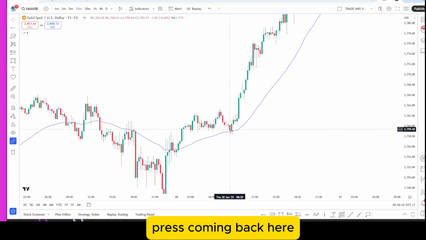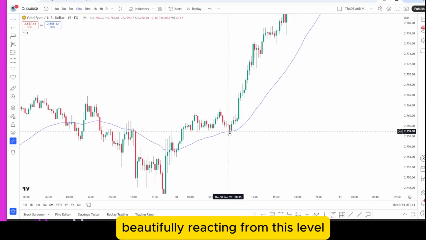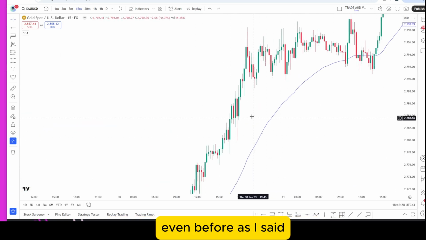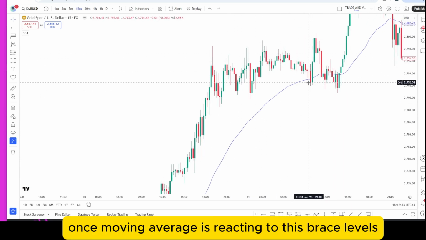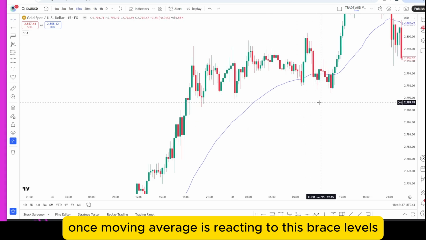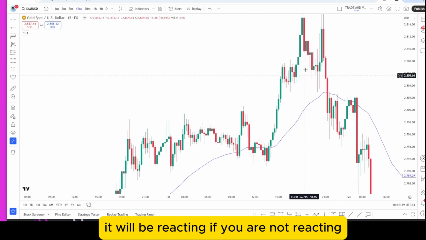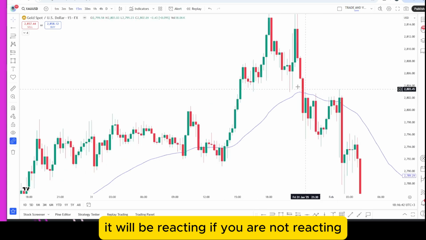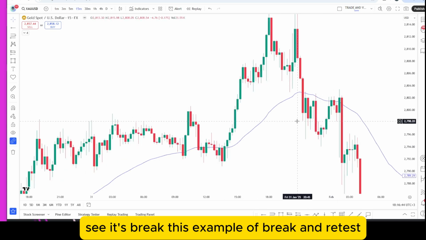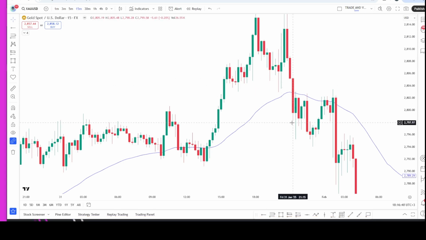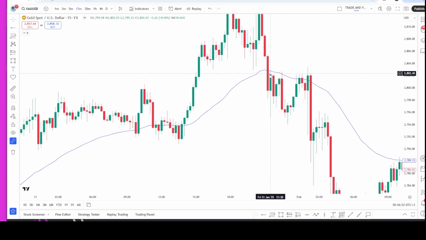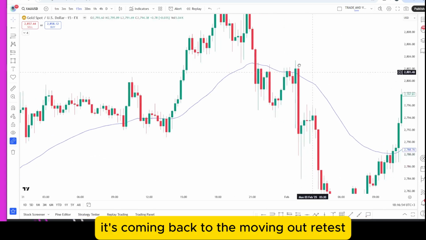Come back to here, price coming back here, beautifully reacting from this level. Same as before, as I said, it's a rubber band, it will come back to the moving average. Once the moving average is reacting to these price levels, once it is coming back, it will be reacting. If it is not reacting, see, it's a break. This is an example of break and retest. Once it breaks, we just have to wait for the retest. It's coming back to the moving average for the retest.